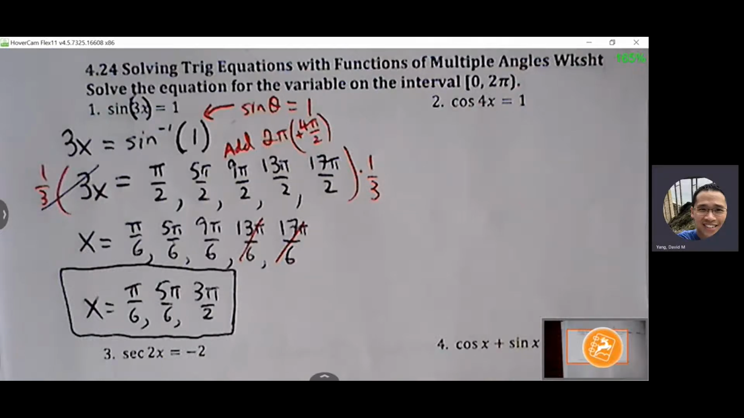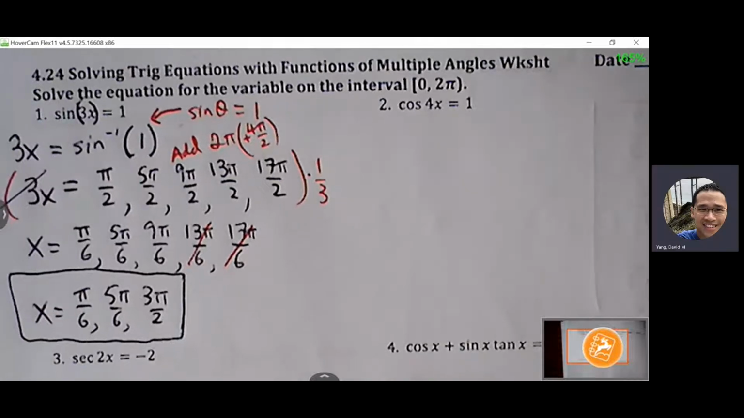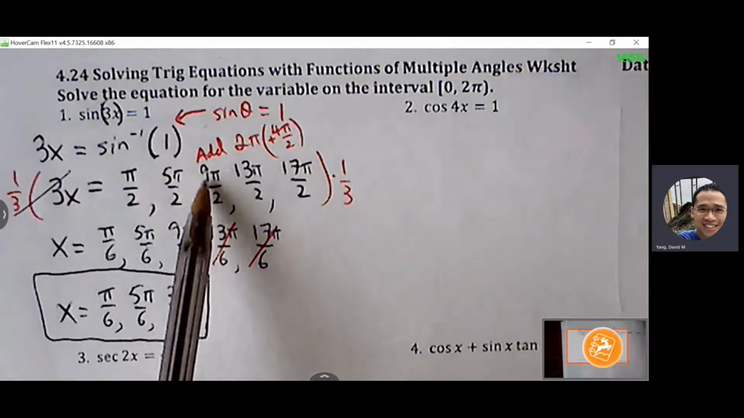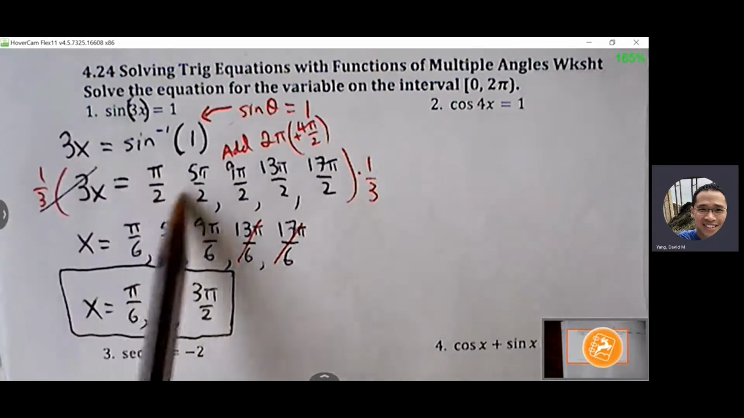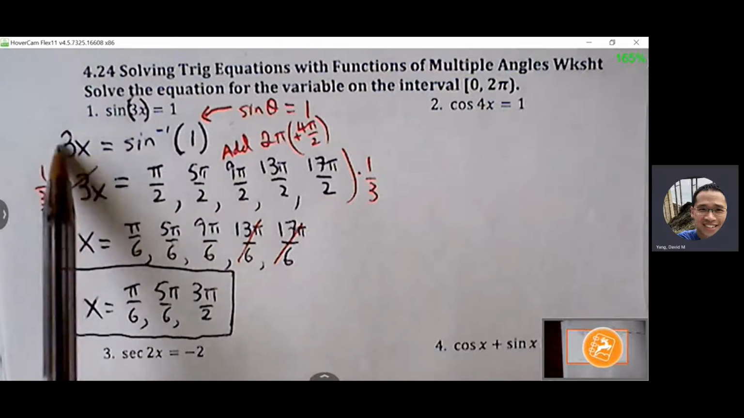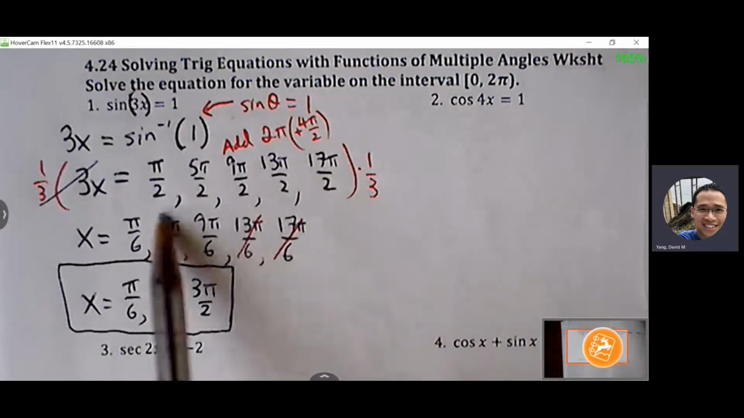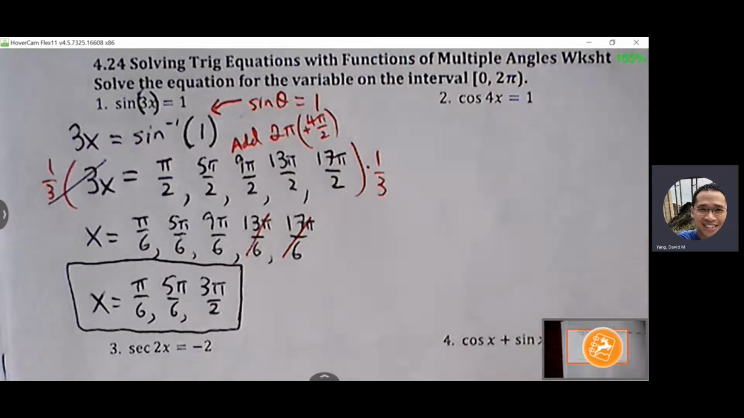Okay, number 2. Yes. How do you know you have to add 2 pi? The reason why we have to add 2 pi is because we're anticipating the fact that all our values are going to shrink. So when we divide by 3, all those values are going to shrink. So we want way too many. We want more than we need so that when we shrink them, we have all the values that we are potentially missing out on. So that's why we have to go way past 2 pi. Okay.